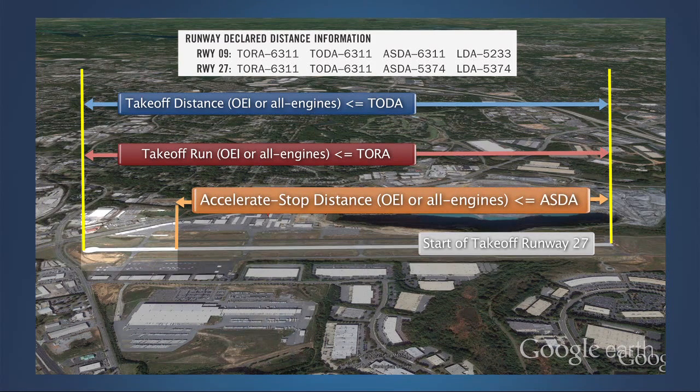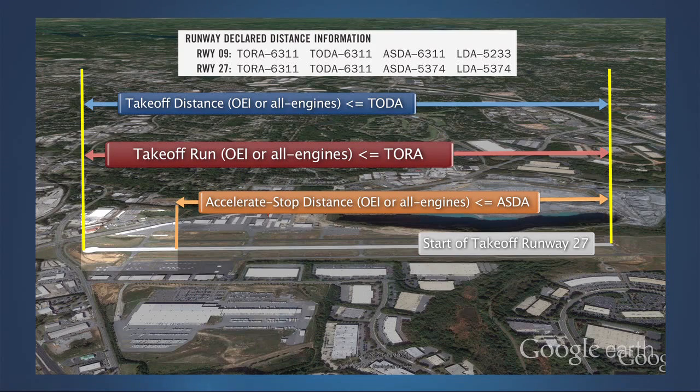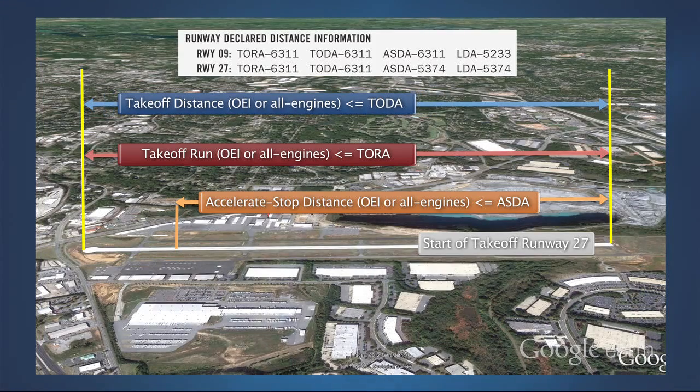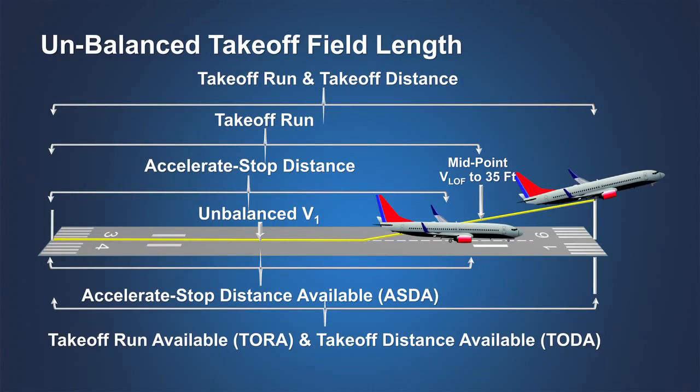If the runway remaining beyond the end of the accelerate stop distance available is included in the takeoff run available and the takeoff distance available, then by using the unbalanced V1, this remaining runway may be used for calculating the takeoff run and takeoff distances to permit an increase in maximum allowable takeoff weight.